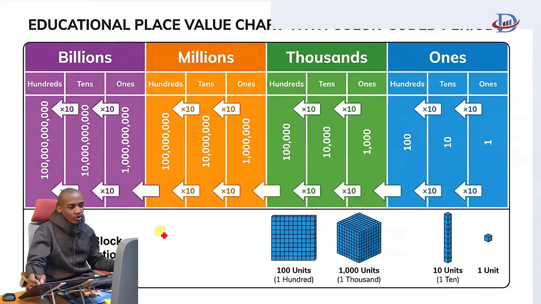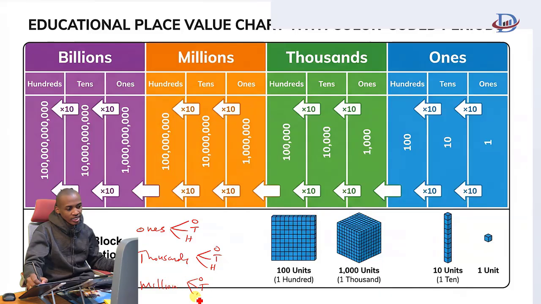So when we talk about, consider maybe, the ones period, in the ones period we have ones, tens, and hundreds. When you come again to the thousands period, we also have 3 places: ones, tens, and hundreds. And when we go to the million as well as the billion, we still have 3 digits, which are ones, tens, and hundreds position.